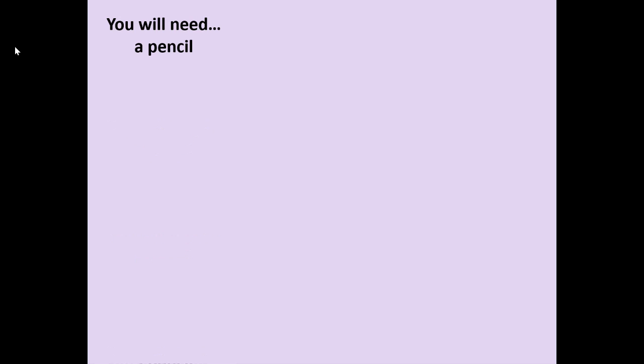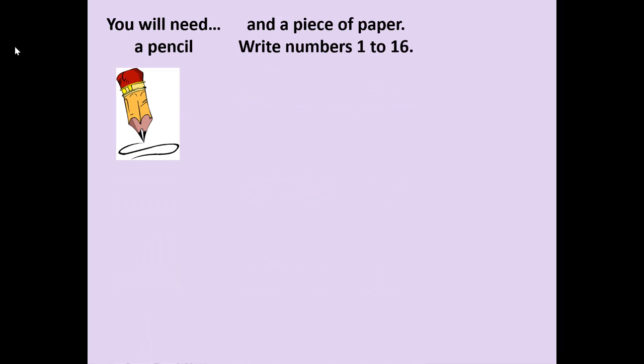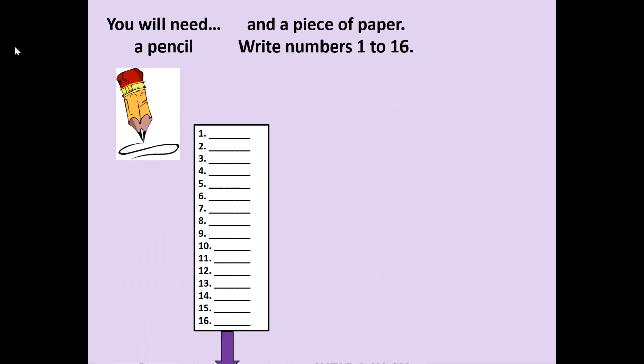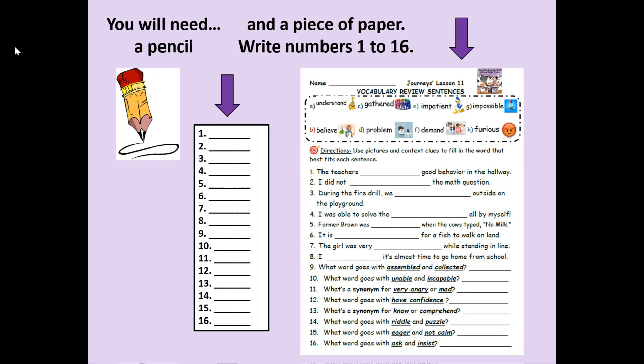For this lesson, you will need a pencil and a piece of paper, and you're going to write your numbers 1 to 16. If you've been given this worksheet from your teacher, the numbers 1 through 16 are already there, but make sure you have your pencil and your worksheet or piece of paper. If you need to, push pause, get your materials, and when you're ready to join me, push play.